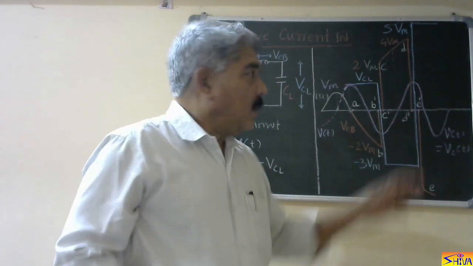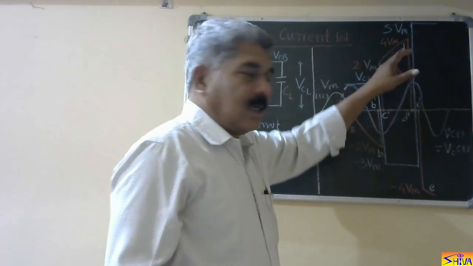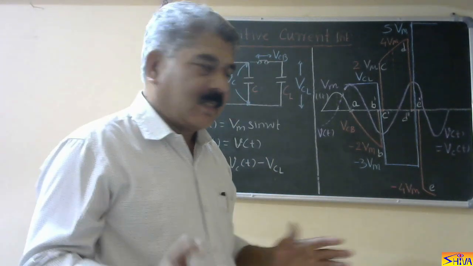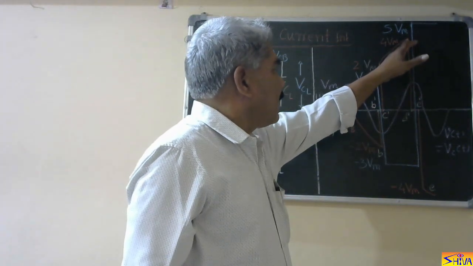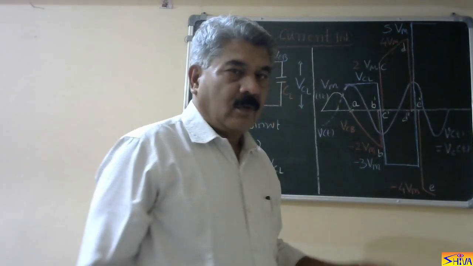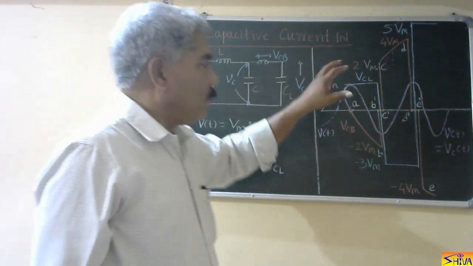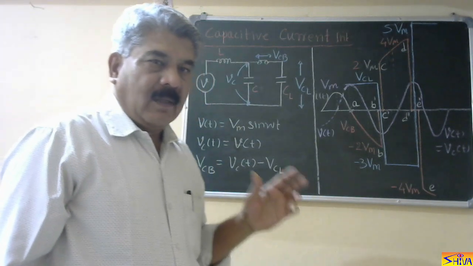Now anywhere between these two instants, again the arc can restrike. So again we consider the first condition, the worst case. So the arc will restrike at voltage 4 Vm. When the voltage across the circuit breaker poles is 4 Vm, the arc will restrike.